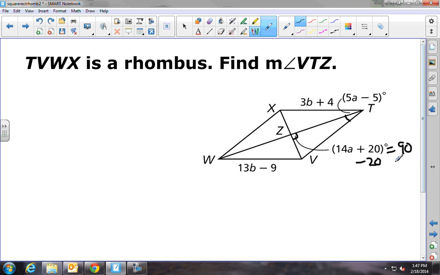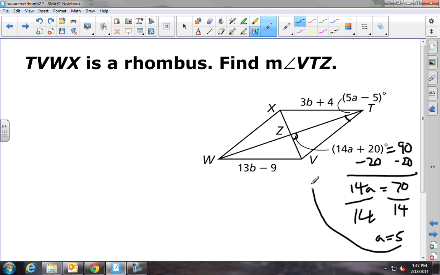I'm going to subtract 20 from each side. I find out that 14A equals 70. And if I divide each side by 14, I'll figure out that A equals 5. Now that I know that A equals 5, I can come up here and plug it in because I know that this angle and my angle are congruent because the diagonals bisect the angles. That's one of the properties we learned. So if I plug 5 in here, 5 times 5 is 25, minus 5 equals 20. So I know my angle is 20.